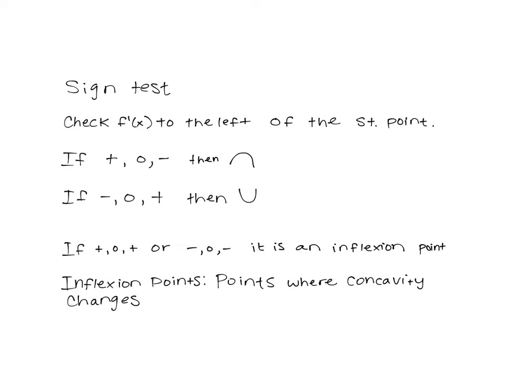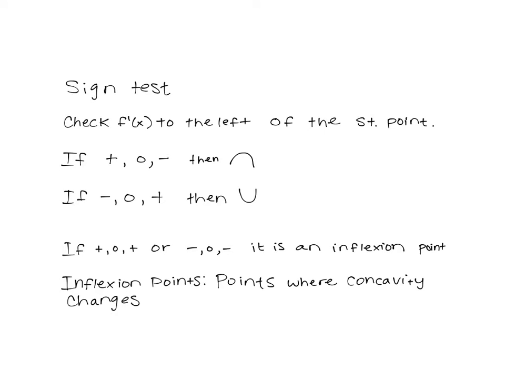Okay, so this is just a summary of our sign test. We talked about how to do a sign test. We talked about how to do a concavity test. Here's our sign test right here. We're going to check the first derivative to the left of the stationary point. If it is positive, 0, negative, then that's a local max. Negative, 0, positive, then that's a local min.